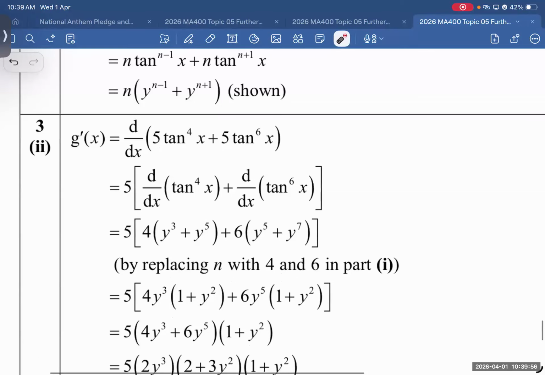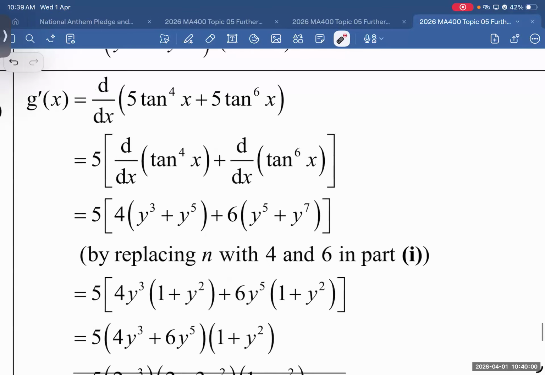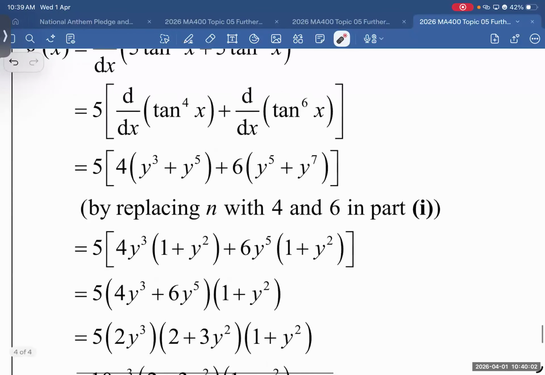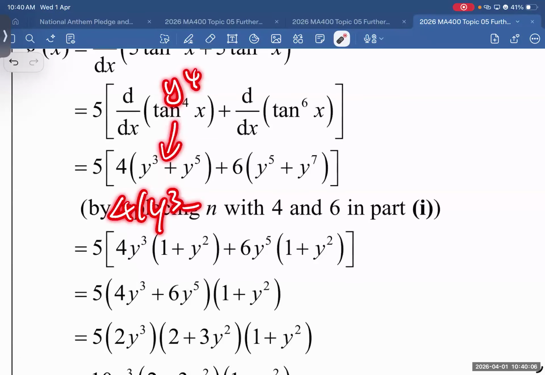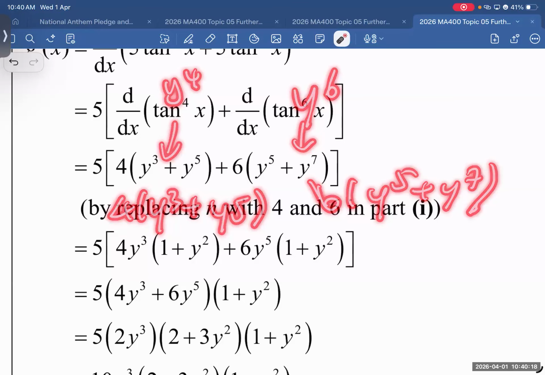So here to here, if you do this, right? If you differentiate y power 4, the question will tell you differentiating y power 4 is 4y cubed plus y to the 5. The question will tell you differentiating y power 6 is 6y power 5 plus y to the 7. This is from question part 1.